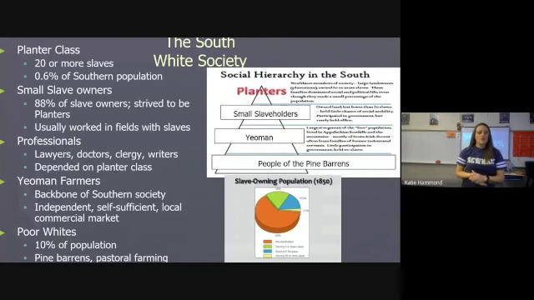Also, just want to point out plantation wives. They really ran a lot, because a lot of the plantation owners, the slave owners, are actually gone a lot because they're going to all the different slave auctions in the South. So who's really running the plantation? Usually it was the plantation wife.